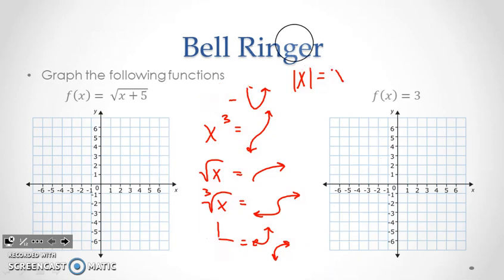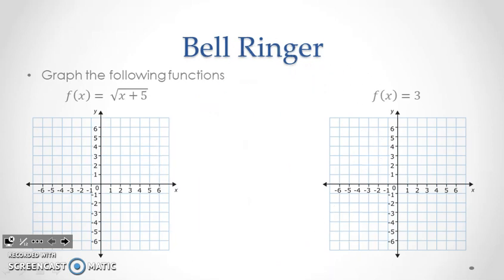So first one that I have up here, I've got a square root. My parent function for this is (0, 0), (1, 1), and (4, 2). So there's my parent function. And then I have a plus 5. That plus 5 is on the inside. Remember, inside equals horizontal. So this is going to be a left to right shift. And remember we always do the opposite. So this ends up shifting 5 spots over to the left. So my 3 points all shift over 5 spots. Okay, so that is my square root function.